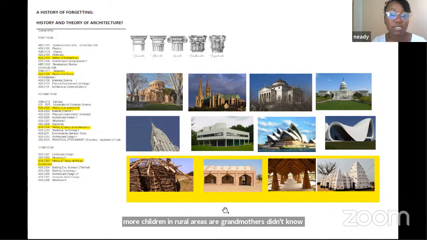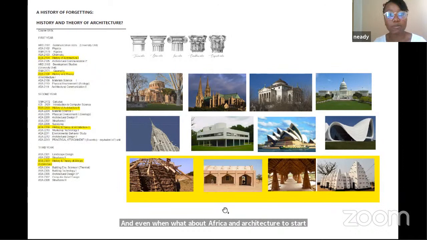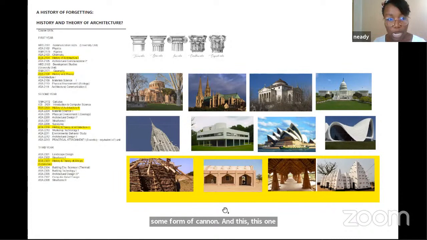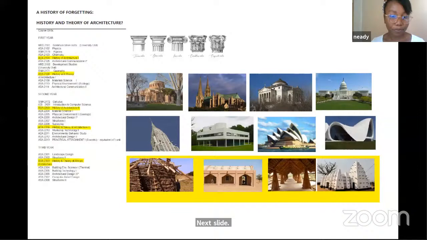But in our formative years, we were taught about the modernist styles. And even when we were taught about African architecture, it was taught as a form of novelty, not necessarily as a style or some form of canon. And this was one of the things that influenced me to look at archives and how we interact with archives and how these archives shape what is canonized. Next slide.